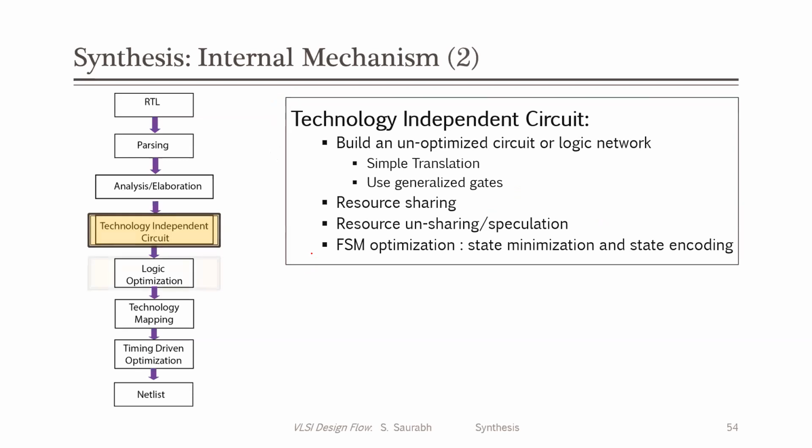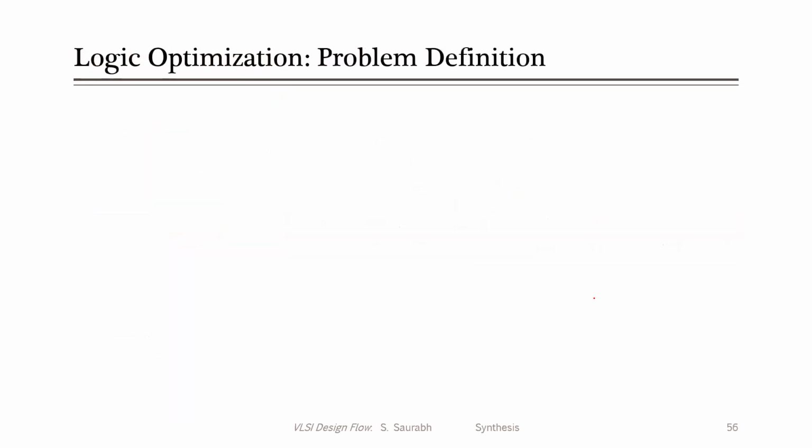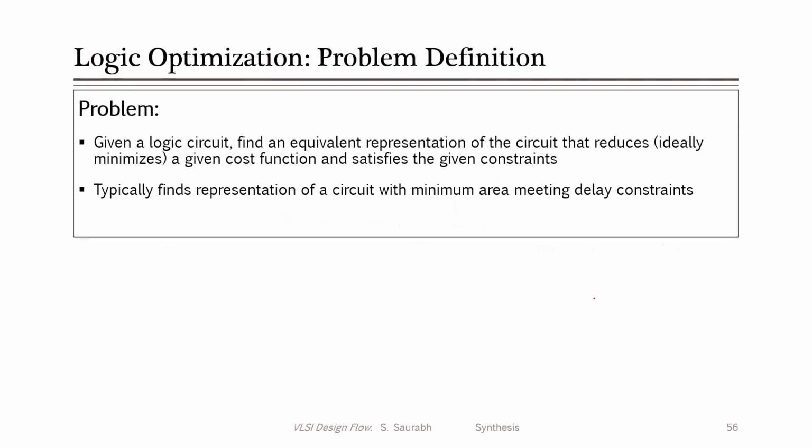Then comes the phase of logic optimization. Now logic optimization is technology independent. Till now, we have not used the technology library, the standard cells, anywhere. We are doing technology independent optimization of the circuit. So here the tool will do many kinds of optimization. Given a logic circuit, it will find an equivalent representation of the circuit that reduces a given cost and satisfies the given constraint. That is the basic problem of logic optimization, and it typically finds a representation of a circuit with minimum area meeting the delay constraint.